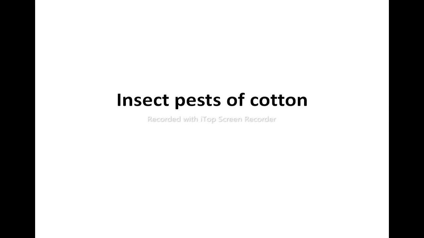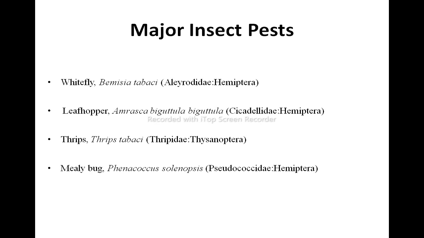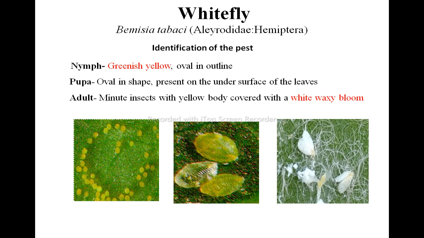Numerous insect pests. In today's lecture, I will teach you only the sucking pests. Now first I will tell you the major insect pests of cotton. Here the first one is whitefly, second is leafhopper, third is thrips, and fourth is mealybug. Now one by one I will discuss all these insects.